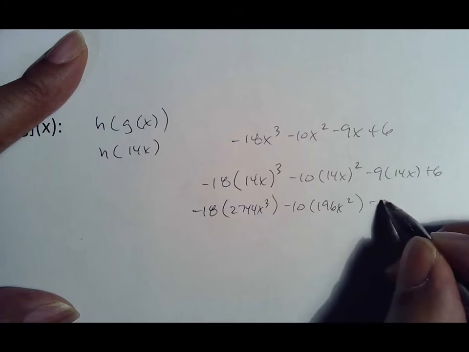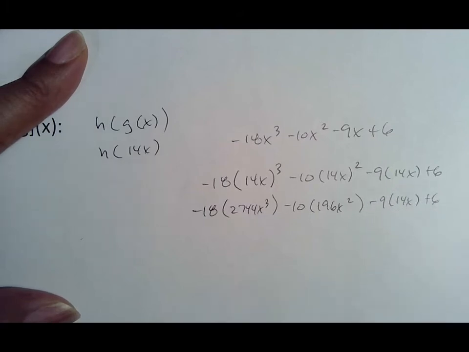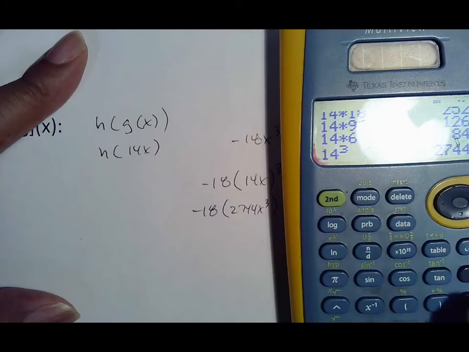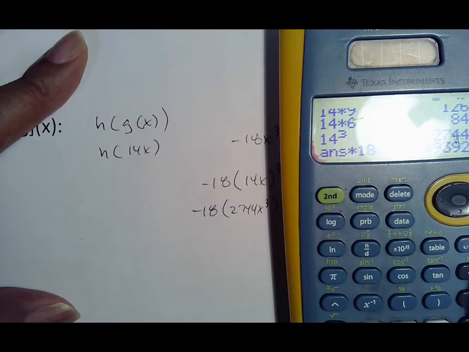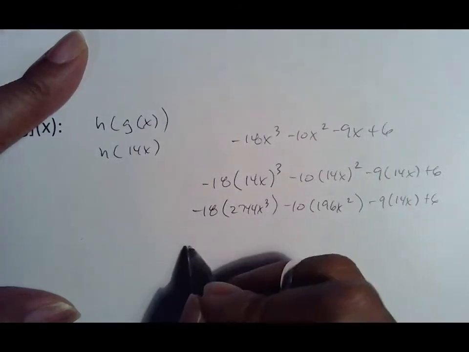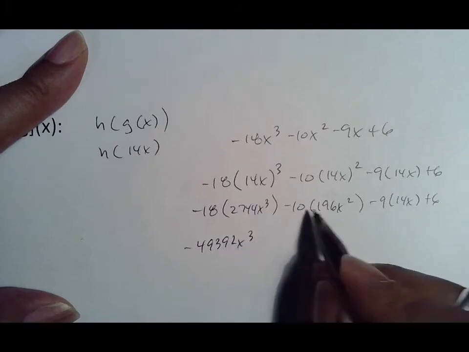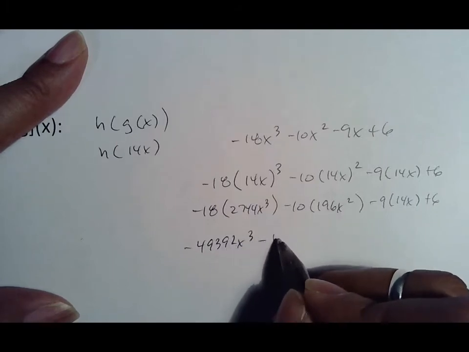It's just because I had to memorize up to 25, but 14 squared is 196. And yes, you can leave that 14x and your 6, but from there you now have to take 2744 times 18, which is 49392, so that'll be negative. Negative 10 times that isn't so bad.